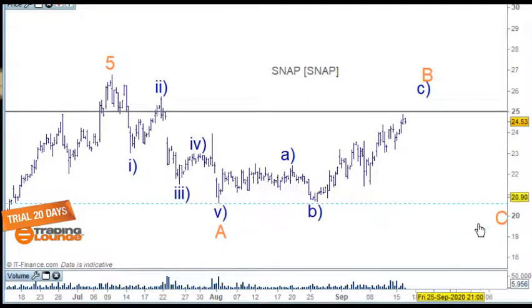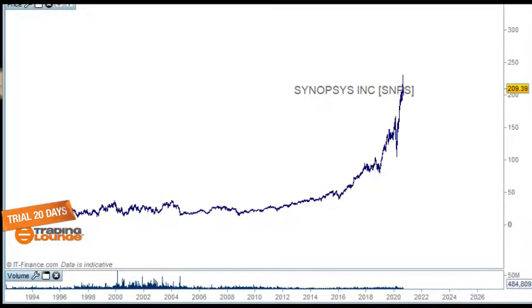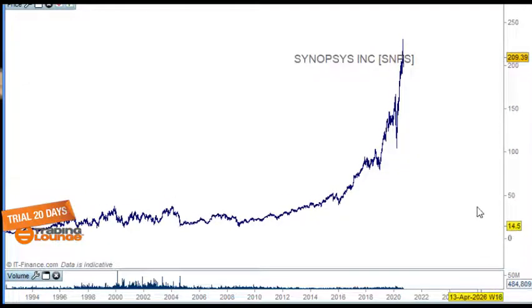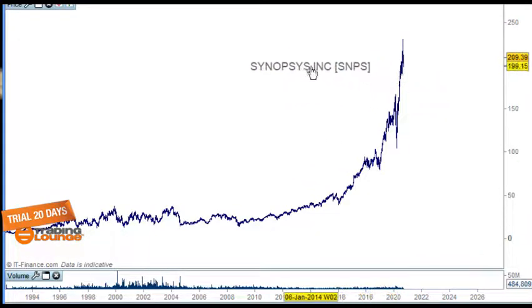Okay, let's move on to our last stock. Synopsys. This particular stock here comes back to the tech bubble area, and I haven't labeled it as yet. I've only just started working on this section in here.